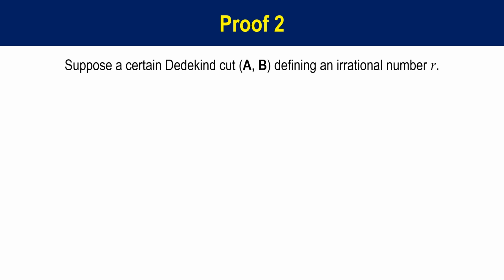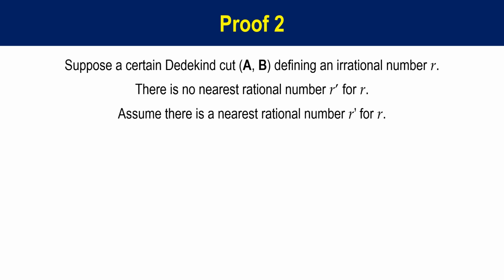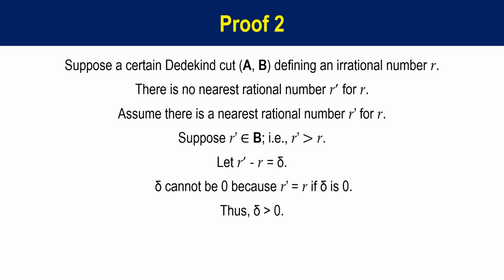And then I show you the second proof. Suppose a Dedekind cut A and B defining an irrational number R. And there is no nearest rational number R prime for R. Assume there is a nearest rational number R prime for R. Suppose R prime is an element in B, that is, R prime is larger than R. Let R prime minus R equal delta.